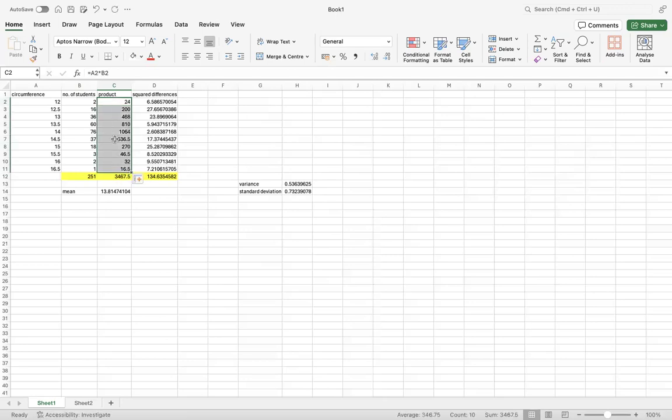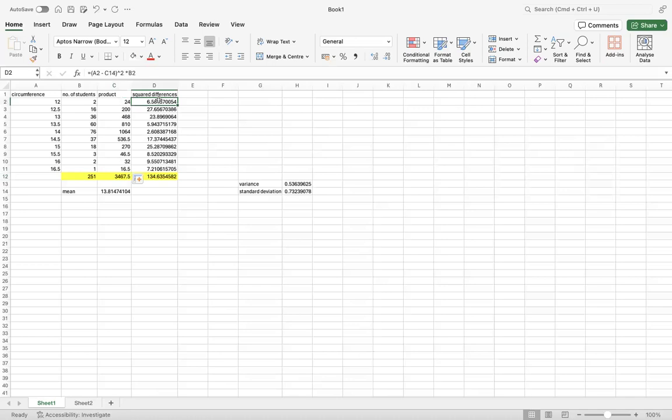Once you drag the whole thing, you will see, again, how to do the summation. Summation of the product is equal to the sum of C2 to C11, isn't it? You can either enter the formula, or you just hold on this and press the summation symbol. Automatically you will see the sum of the product. Okay, the sum of the product is done. Now you have to do the square differences.